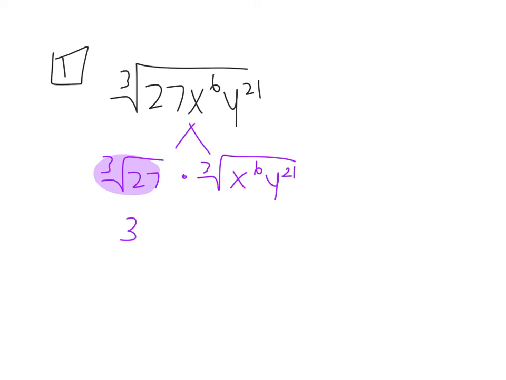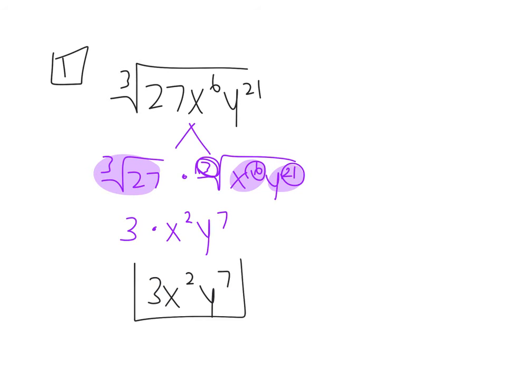Now, are both of my exponents here divisible by 3? Can both of those numbers be divided by 3? In this case, yes, they can. So I can go straight to my simplified answer. 6 divided by 3 will give me x squared, and then 21 divided by 3 will give me y to the 7th. So my final answer would be 3x squared y to the 7th power.